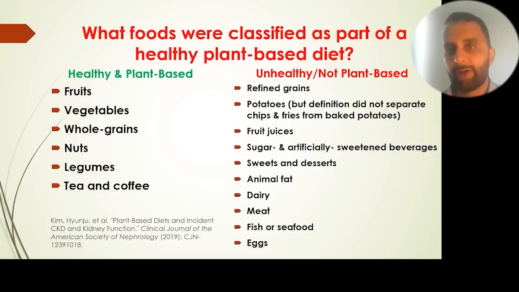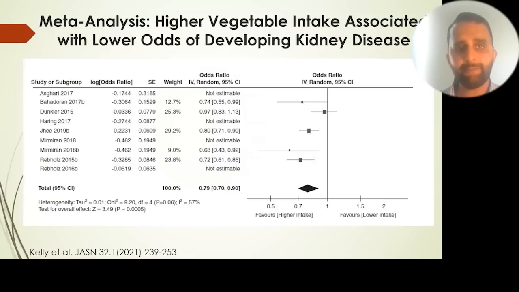Other examples of unhealthy or not plant-based food options included fruit juices, sugar and artificially sweetened beverages, sweets and desserts, animal fat, dairy, meat, and fish or seafood, which in this study was classified as unhealthy and not plant-based. But fish and seafood can be a great food. In some studies, it's been shown to be supportive of health. In other studies, it's been shown to be not supportive of health. And finally, eggs were classified as unhealthy and not plant-based.